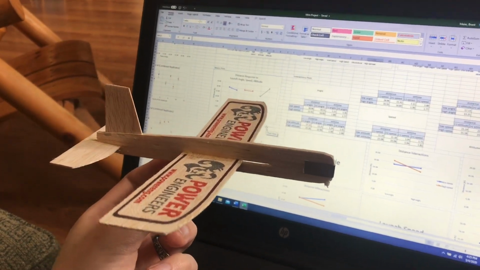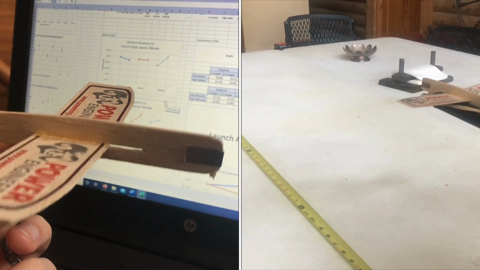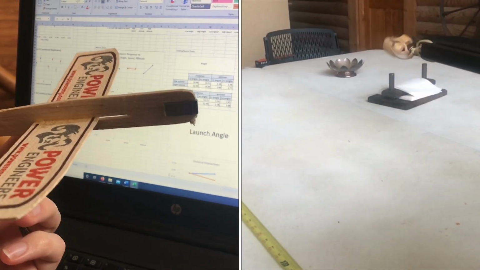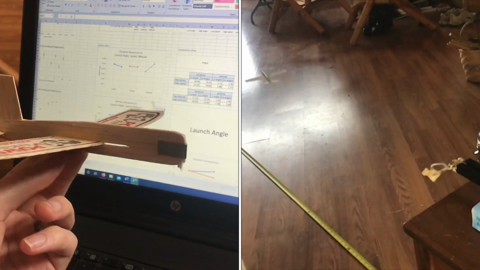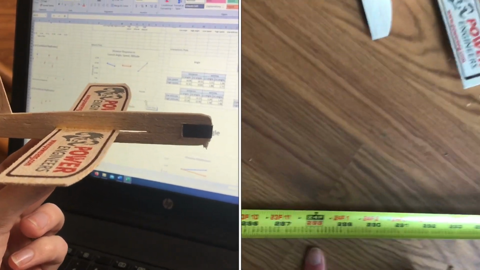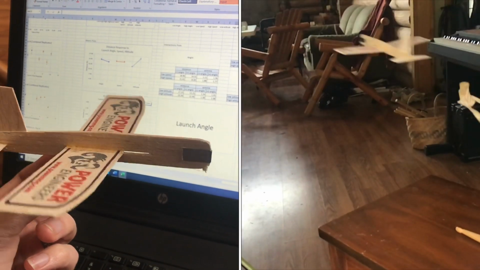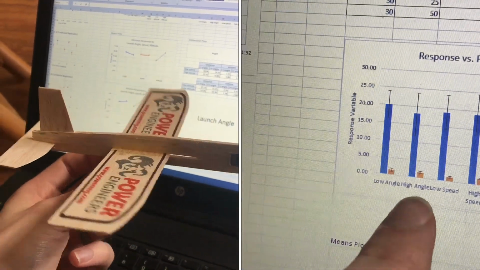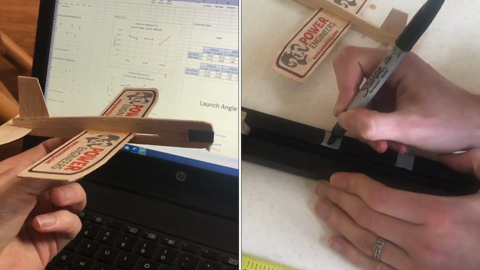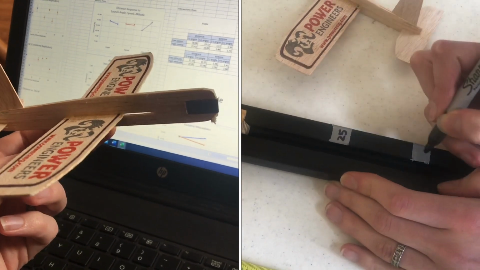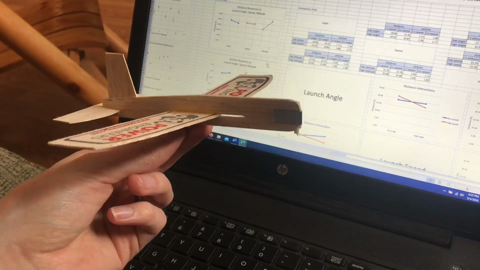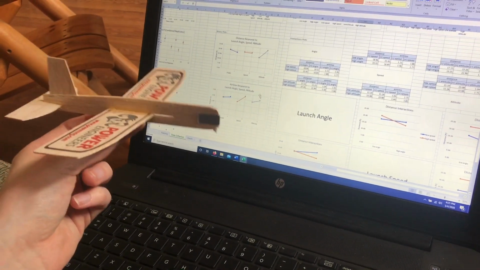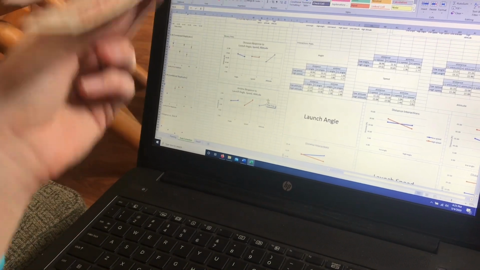So for my engineering statistics final project, I decided to test a balsa wood airplane to see what the optimal launch configuration is. So I designed an experiment and I ran 30 tests on it, and I'll walk you through the data for that. But my general conclusion was that the most influential factors to pay attention to are not the launch angle, but how fast you throw it and how high it is when you throw it.